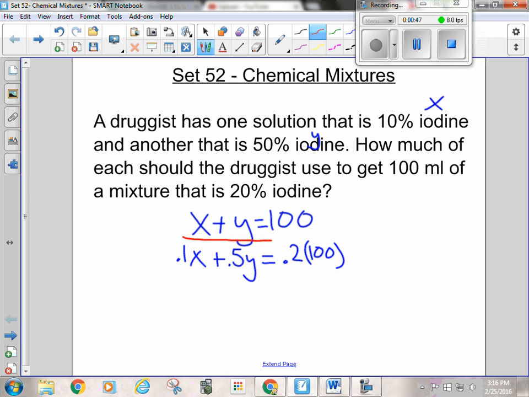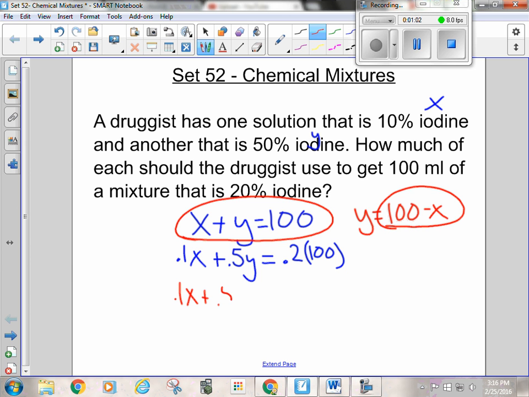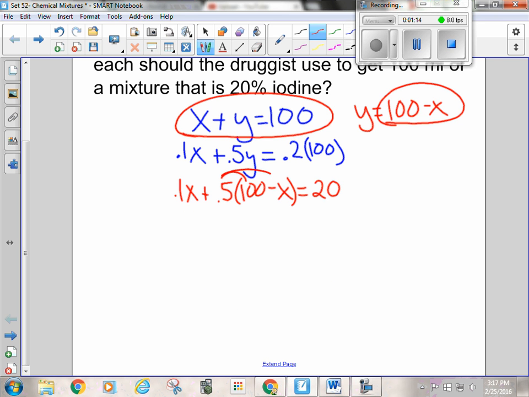I'm going to take this top one and solve for either X or Y, and it doesn't matter which one you solve for. You get to pick. I'm just going to solve for Y. 100 minus X is what my Y is. So I'm going to now replace Y with this. So 0.1X plus 0.5(100 minus X) equals 0.2 times 100, which is 20. Now I distribute my 0.5, so I get 0.1x plus 50 minus 0.5x equals 20. I've gotten it down to one variable.